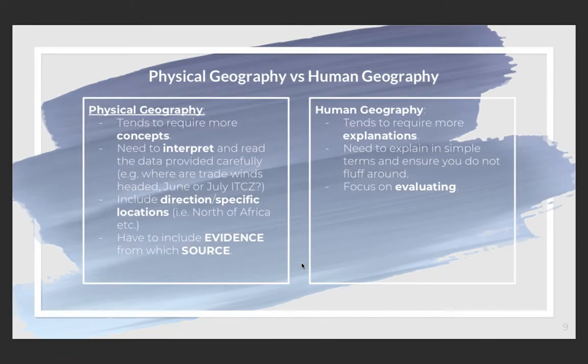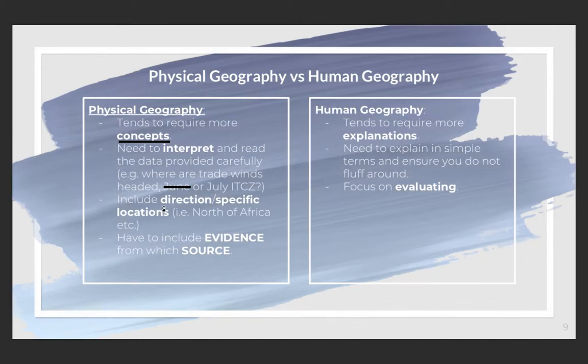So we're going to point out certain differences between physical and human geography when it comes to DRQ. Physical geography tends to require more concepts. You need to really interpret and read the data carefully. For example, if there's some data given on the world, and they want you to find out where the trade winds are going, first you need to identify, is it a June, July, or is it a December ITCZ?